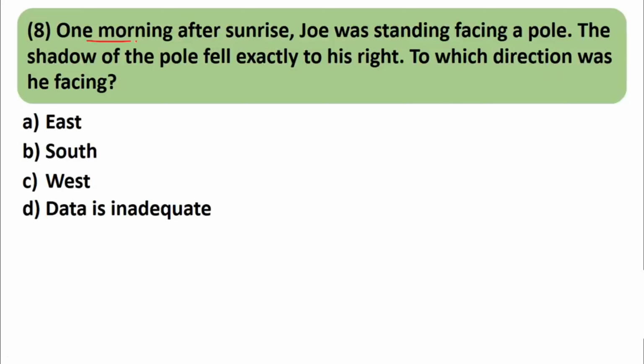Question number 8. One morning after sunrise, Joe was standing facing a pole. The shadow of the pole fell exactly to his right. To which direction was he facing? Now welcome to type number 4. It is related to shadows.